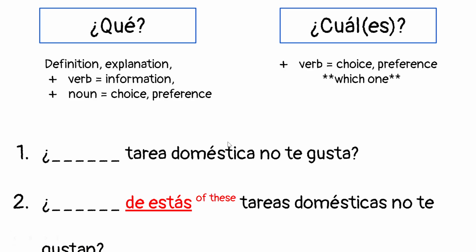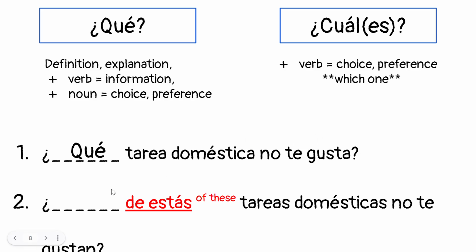What or which chores do you not like? So the blank is followed by a noun, okay? It's about choice or preference. So is it going to be qué or is it going to be cuál? It's going to be qué because it's followed by a noun. What chores do you not like? What chore do you not like?